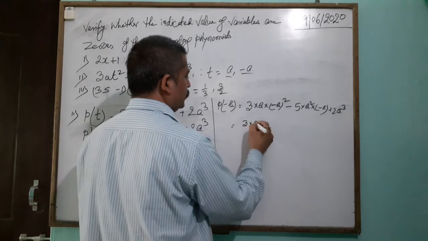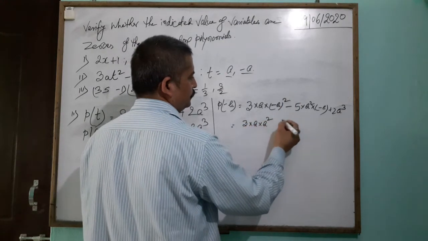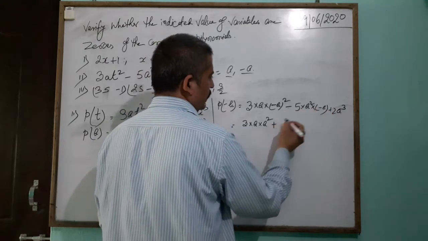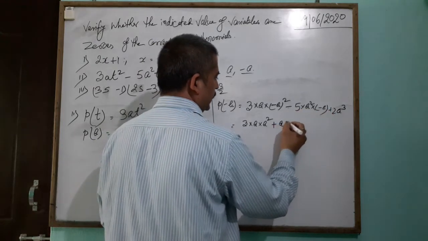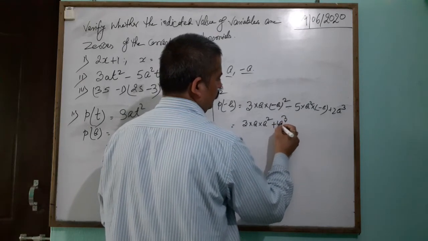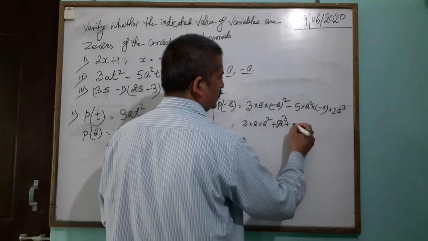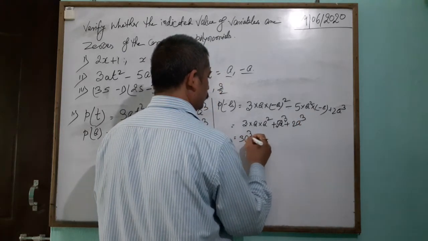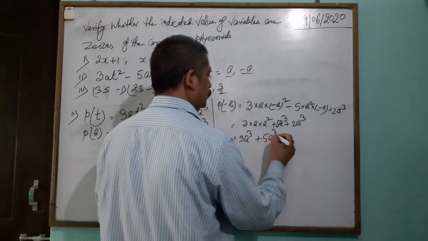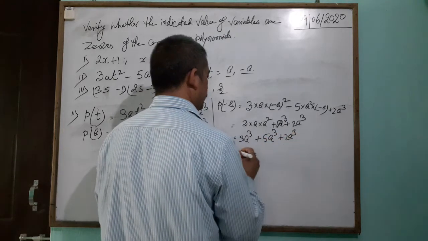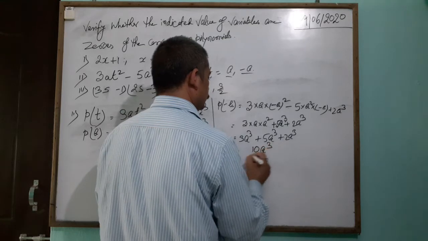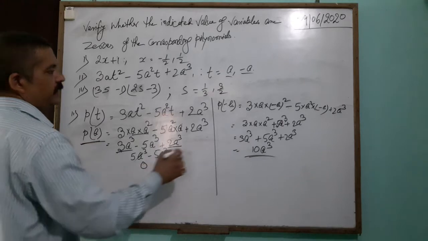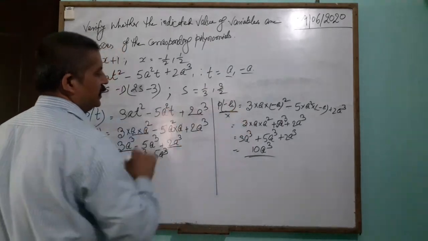so 3 into a square, minus and minus plus और a cube, 5a cube plus 2a cube, so 3a cube plus 5a cube plus 2a cube बराबर 10a cube. So the zeros of that is the only a. Minus a is not the zeros of the polynomial.